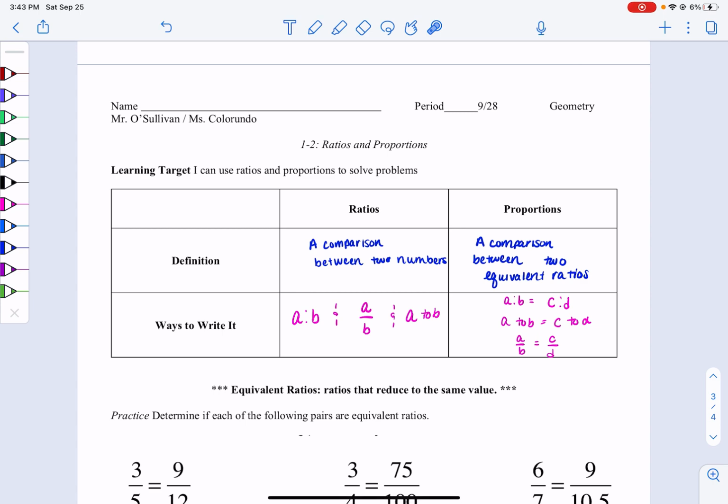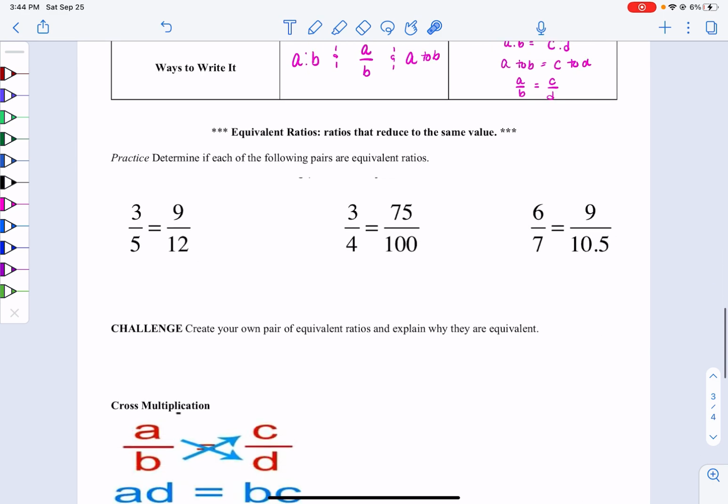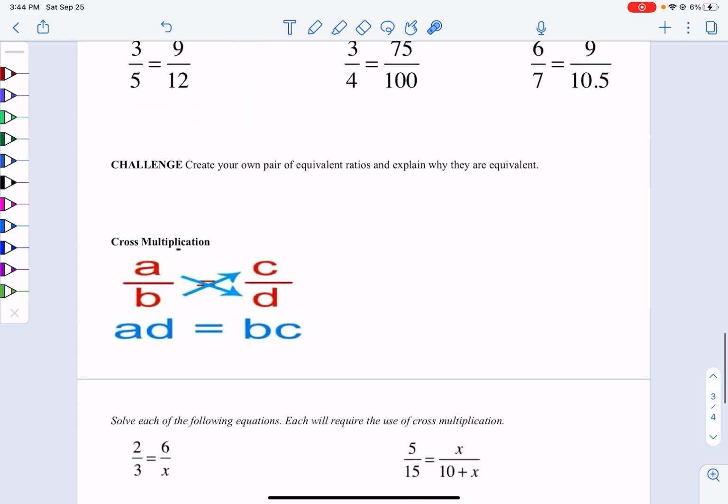Ratios and proportions actually don't really pop up until, I want to say, our similarity unit, which is not until the spring. But it's very, very important that we know how to solve these types of equations. So before we go into actually doing some math, let's go over some definitions.